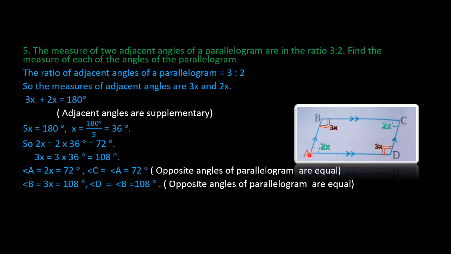Children, A and C are opposite angles. So their measurement will be the same. So angle C is equal to 2x, which is equal to 72 degrees. And angle B and angle D, they are also opposite angles. So angle D will be the same as angle B, which is equal to 3x. So it is also 108 degrees. Okay, children?